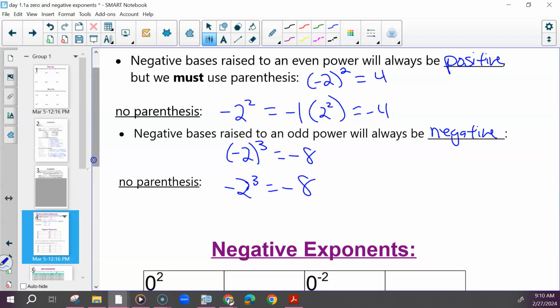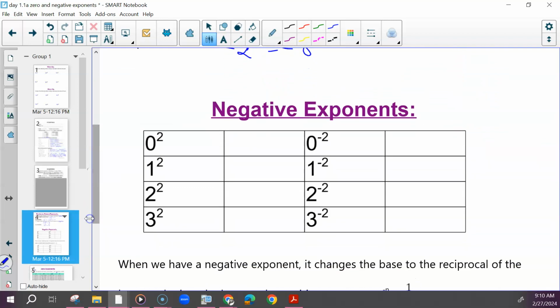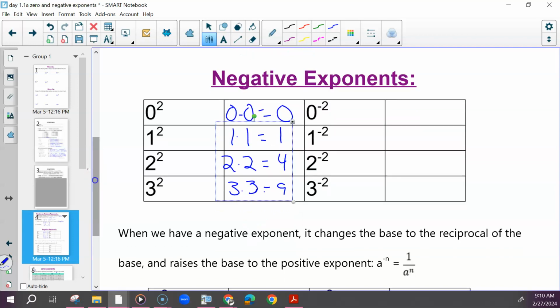But now that we've talked about negative bases, we're going to change that mindset and talk about negative exponents. They work differently. If I had just positive exponents, I know that 0 squared is the same thing as 0 times 0, and that would give me 0. 1 squared is 1 times 1, which would give me 1. 2 times 2, and 3 times 3. So we know how positive exponents work.